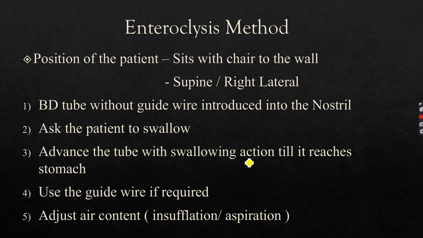For the enteroclysis method, regarding the position of the patient, usually the patient sits with the chair to the wall. The patient may be supine or right lateral. This BD tube without the guide wire is introduced into the nostril, and we ask the patient to swallow it. During the swallowing action, we advance the tube till it reaches the stomach. Then, if the guide wire is required, use the guide wire. We adjust the air content by insufflation or aspiration. If the air is more, aspirate some air, or if the air is less and distension is lacking, insufflate. Right?